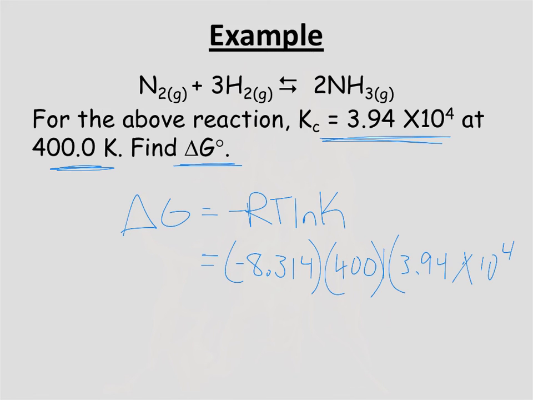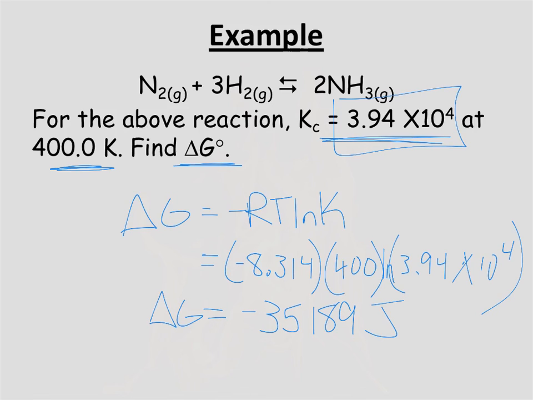All right, and I forgot the natural log. So we have to take the natural log of this part, then multiply it by all of that to get our delta G. And for delta G, we get negative 35,189 joules. This makes sense, right? We have a pretty large K value, not super large. And we have a pretty negative delta G value, not quite 42, but pretty big.